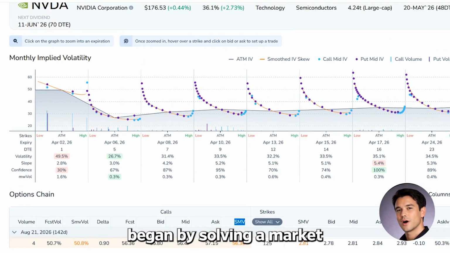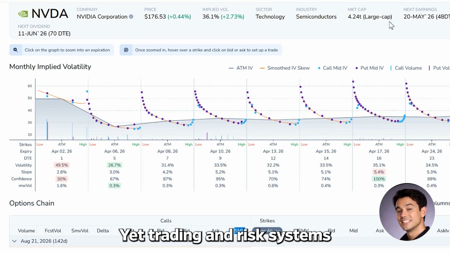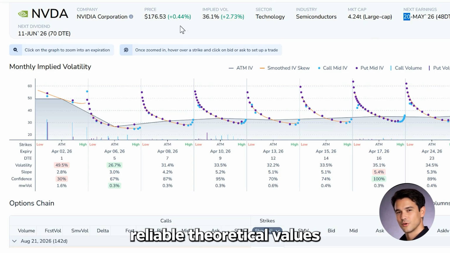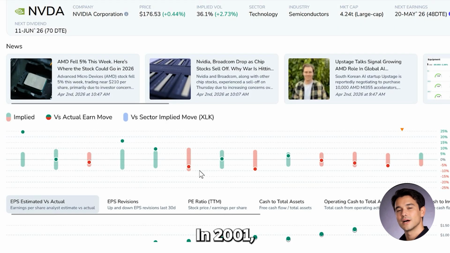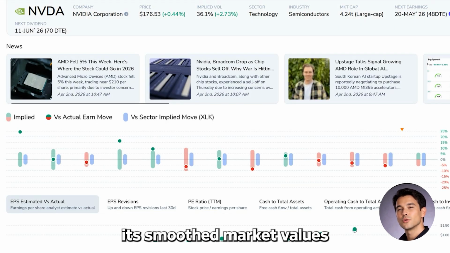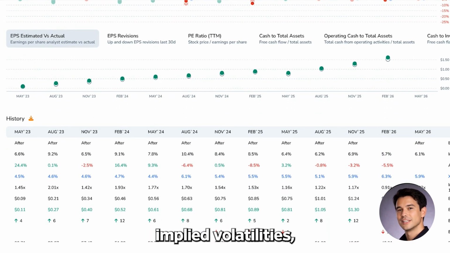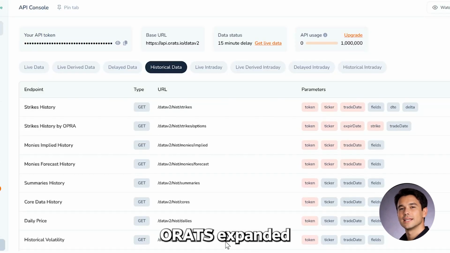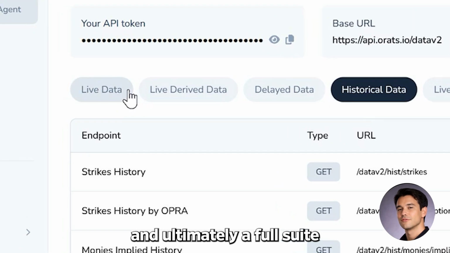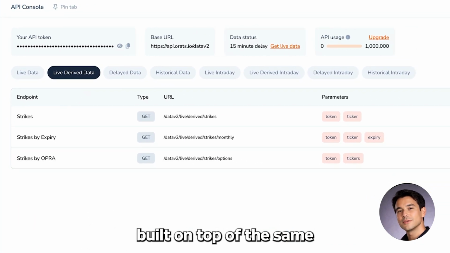ORATS began by solving a market maker's core problem. Options quotes are inherently noisy, yet trading and risk systems require consistent Greeks, reliable theoretical values, and identifiable sources of alpha. In 2001, ORATS was founded around its smoothed market values (SMV) system, designed to generate high-quality implied volatilities, Greeks, and theoretical pricing. From that foundation, ORATS expanded into forecasting models and core data products, followed by APIs, and ultimately a full suite of tools, backtesting, scanning, and analytics, built on top of the same data engine.